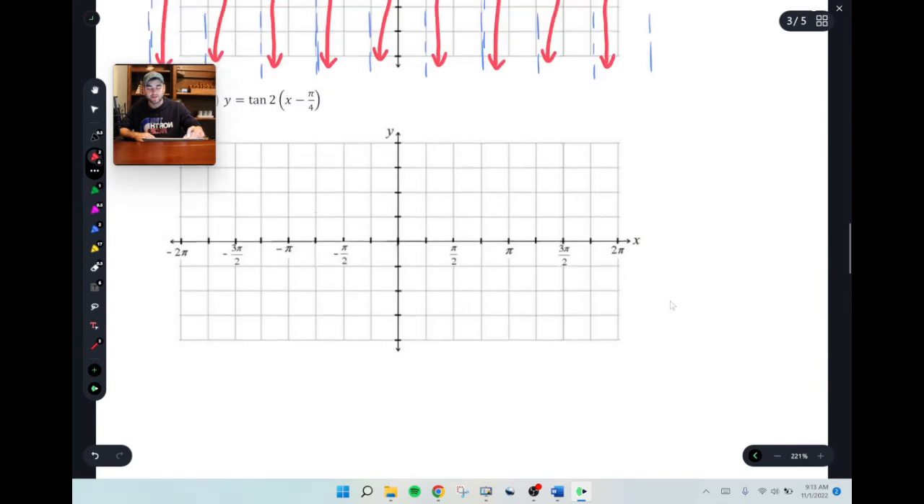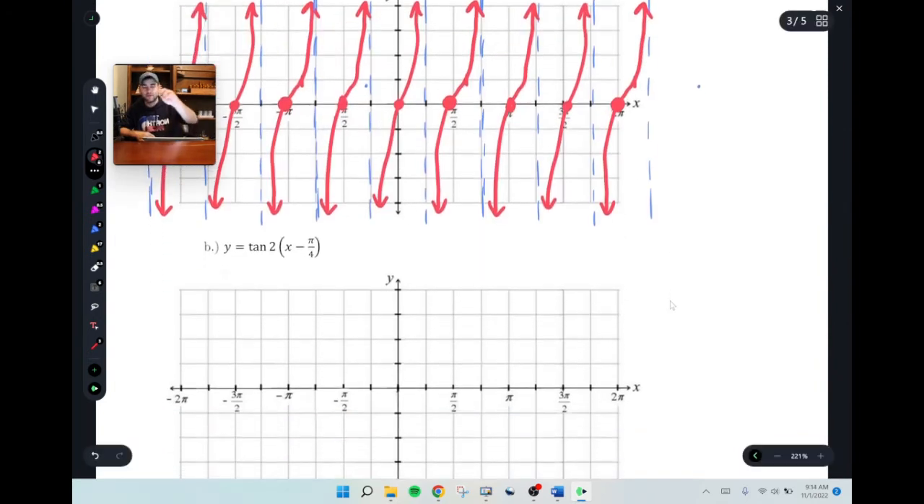All right, here's where it gets wild. Here's where they add both things, right? So here's what they've done. They've added a horizontal shift. Horizontal shift. Which way? Remember, it's opposite. So we're thinking opposite in our brain. So we're thinking goes to the right, pi over 4. Okay. But they've also added a, what's that?